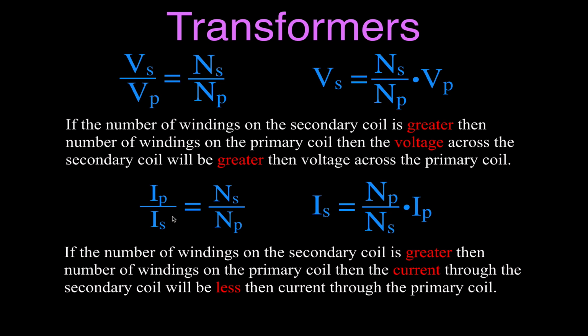Now, for the current, it's the opposite. And you'll notice it's the opposite because here the ratio of the voltage is secondary to primary. For the current, it's primary to secondary. So in this case, if the number of windings on the secondary coil is greater than the number of windings on the primary, then the current through the secondary coil will be less than the current through the primary coil. So if you want less current, you put more windings on the secondary coil. If you put more windings on the secondary coil, you get less current. If you want more current, then you have to put fewer windings on the secondary coil. Okay, to me that seems a little counterintuitive. But for the voltages, more equals more; for the current, more windings is less current.